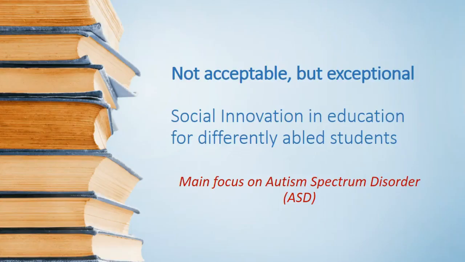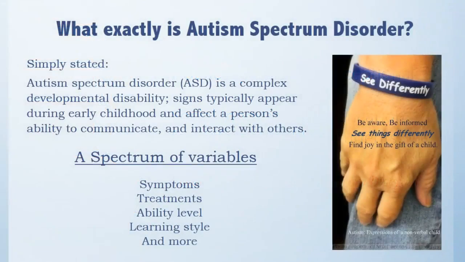Hello, everyone. We are now going to transition to social innovation in special education with a main focus on autism spectrum disorder, or ASD. Simply stated, autism spectrum disorder is a complex developmental disability. Signs typically appear during early childhood and affect a person's ability to communicate and interact with others. ASD does not present itself the same in each person diagnosed. That is why it is referred to as a spectrum.